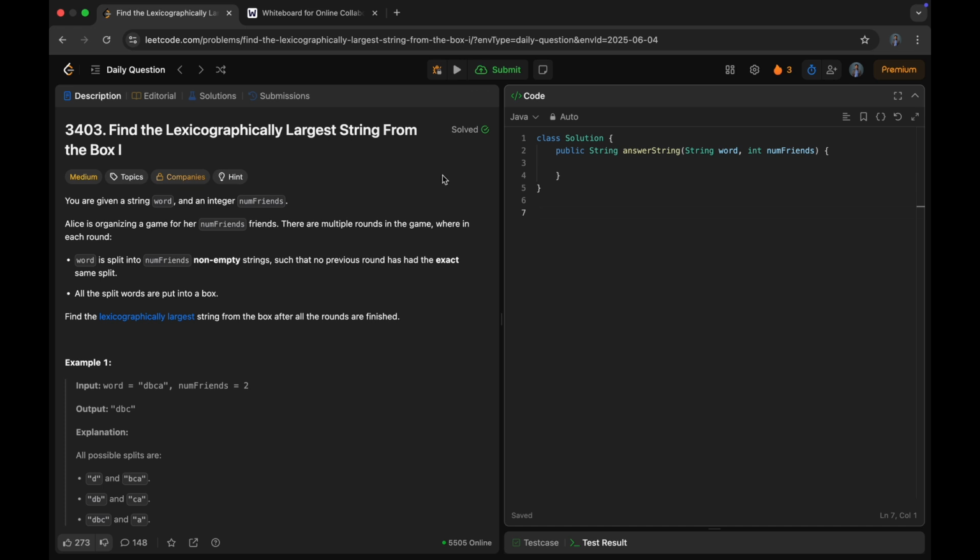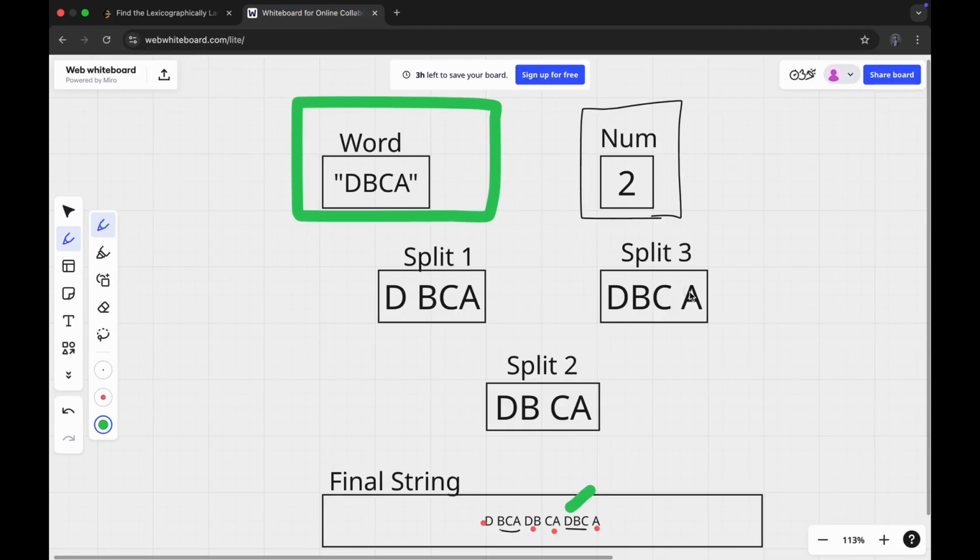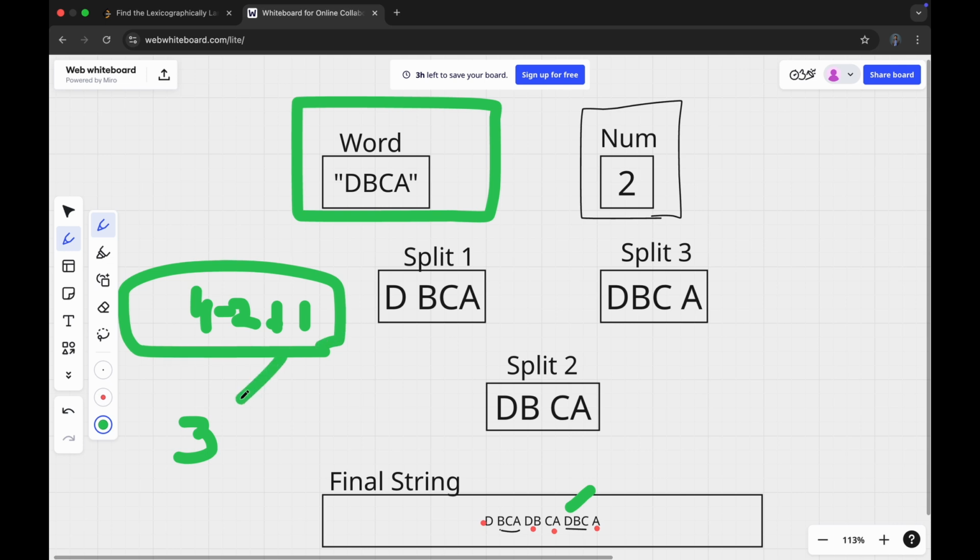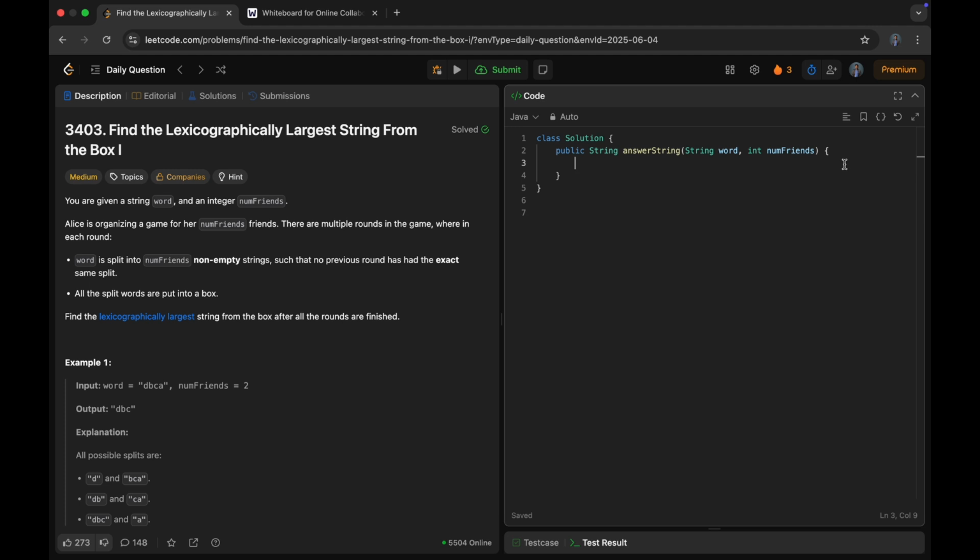Now we need to code it, but have you just gone through this one? See, the word length is 4, and the answer length is 3. So there we can do one thing: when we subtract numFriends from the word length and then add 1 to that, it will become the same length.